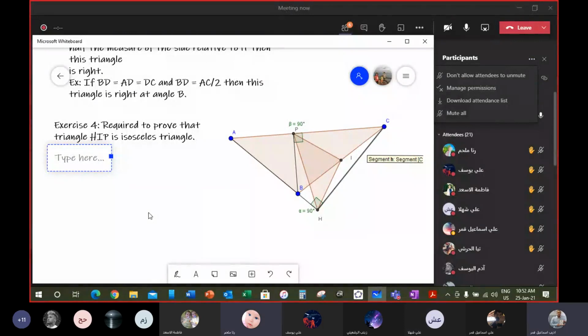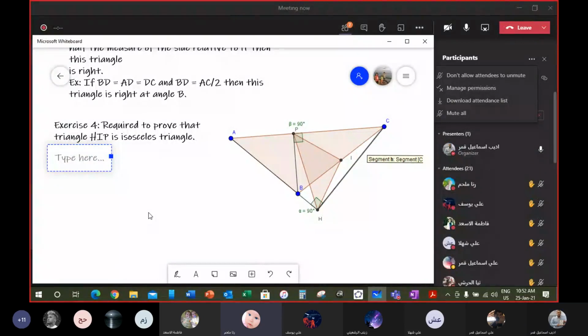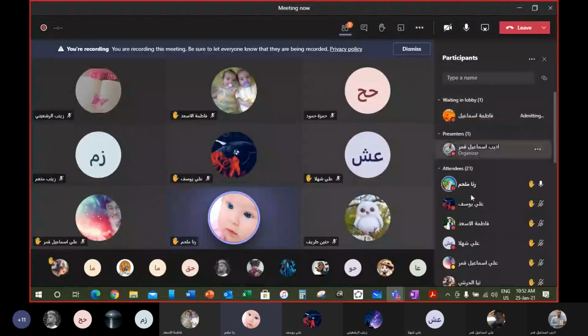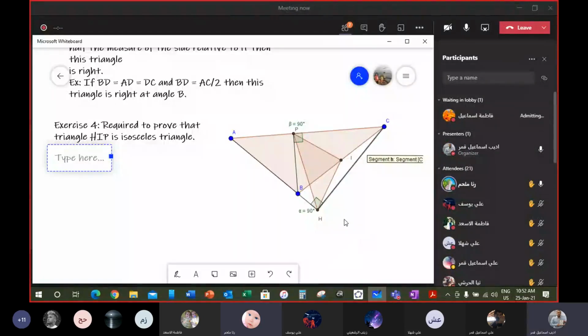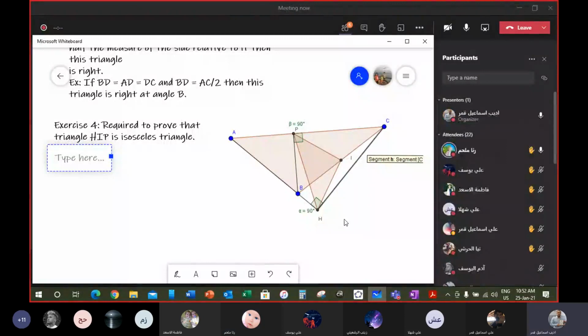In the triangle HIP we have I is the vertex of triangle HIP. So PI equals IH. Well, I is the midpoint of, wait.